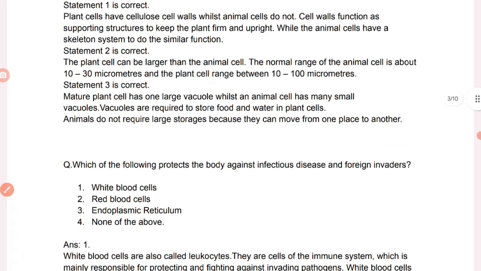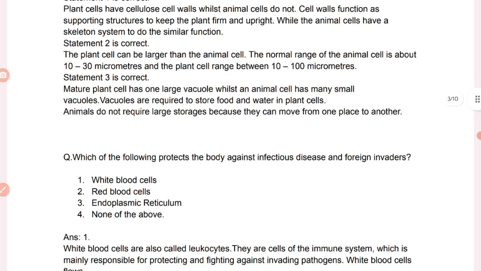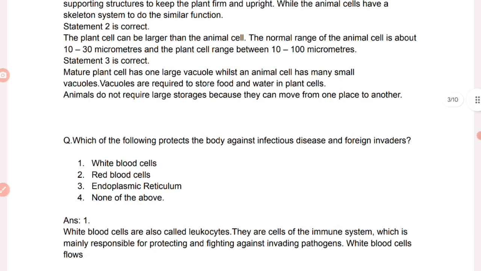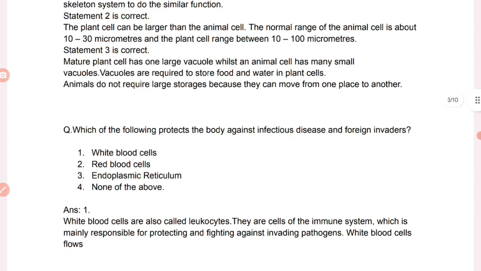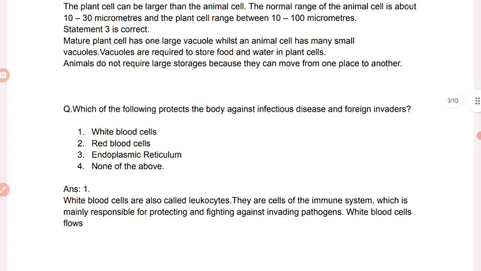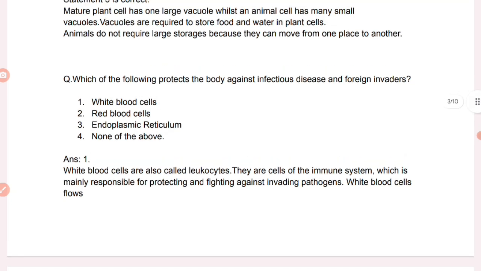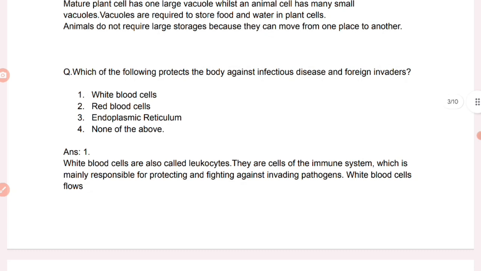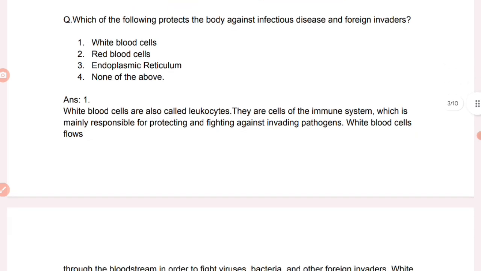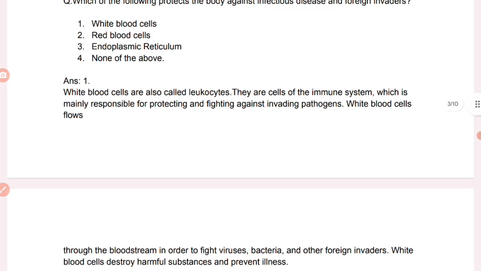Plant cells have cellulose cell walls while animal cells do not. And plant cells can be larger than animal cells. The normal range of the animal cell is about 10 to 30 micrometer, and plant cell it is 10 to 100 micrometer. Mature plant cell has one large vacuole while animal cells have smaller vacuoles. Because plants store food because they cannot move, but animals, they move. Okay, so they do not require large storages. So this is the basic fundamental behind it.